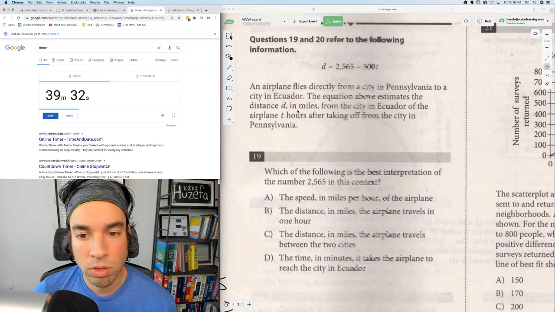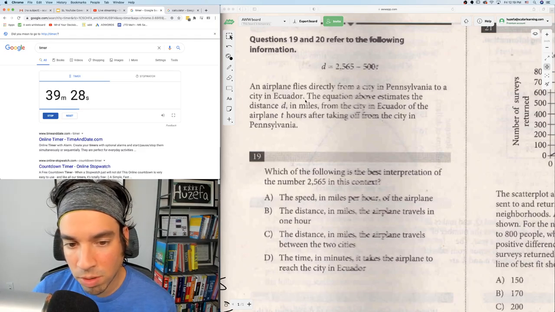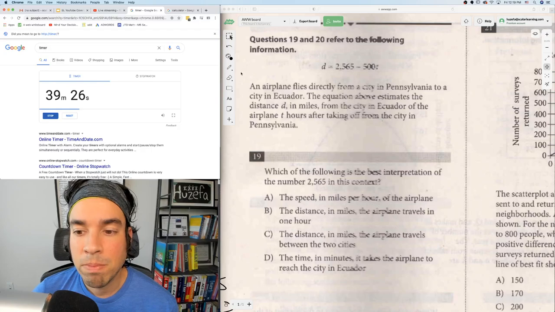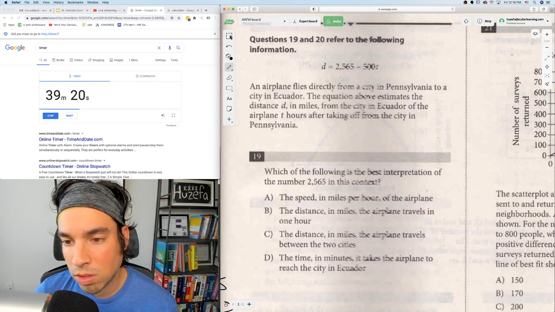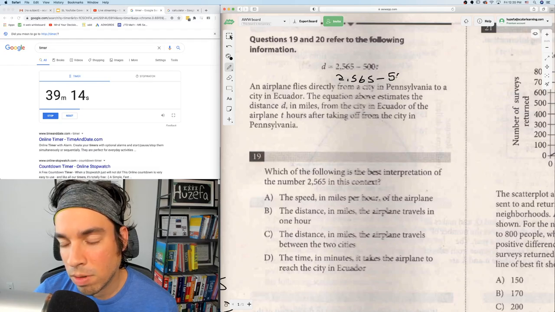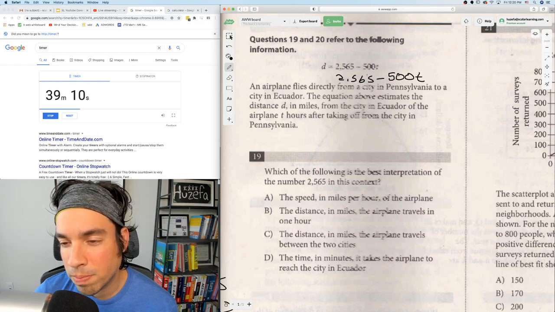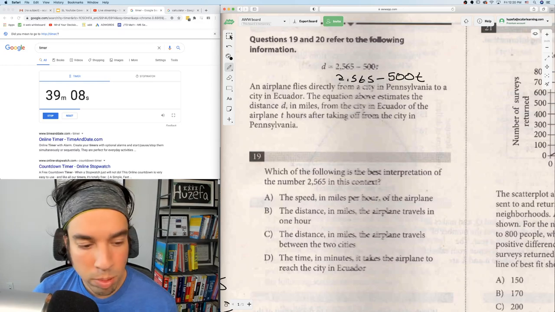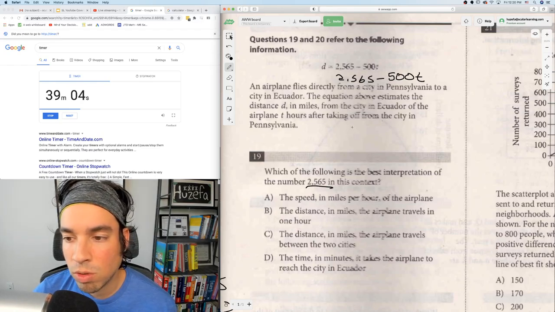Two questions to this, 39 minutes to go. An airplane flies directly from a city in Pennsylvania to a city in Ecuador. This equation above estimates the distance D in miles from the city in Ecuador of the airplane T hours after taking off from the city in Pennsylvania. So I believe that's, I'm going to rewrite it, 2,565 minus 500T, it looks like, because that's the variable. It's a little blurry, but I think that's right. Which of the following is the best interpretation of the number 2565? So hold on.